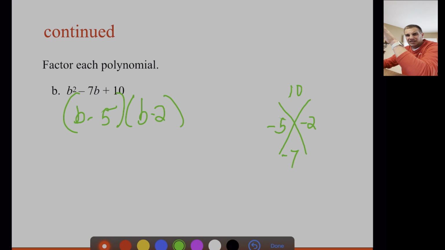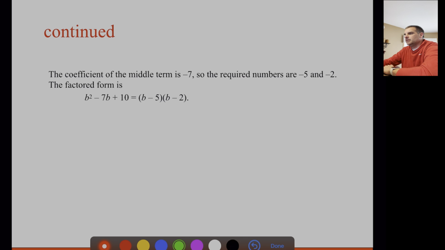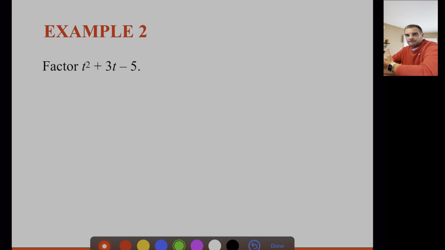Always keep that in mind. If it's positive on the top, the signs of the middle two terms are going to be whatever that bottom is. And again, you can always check these.